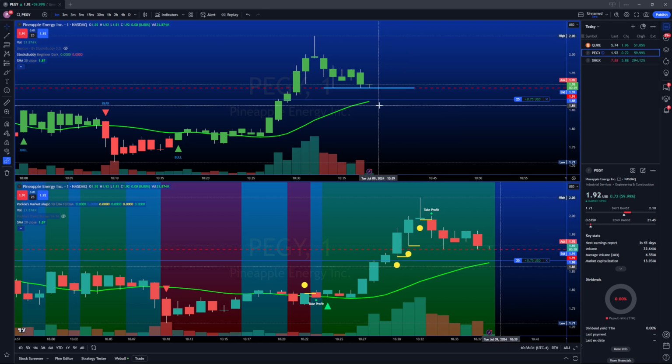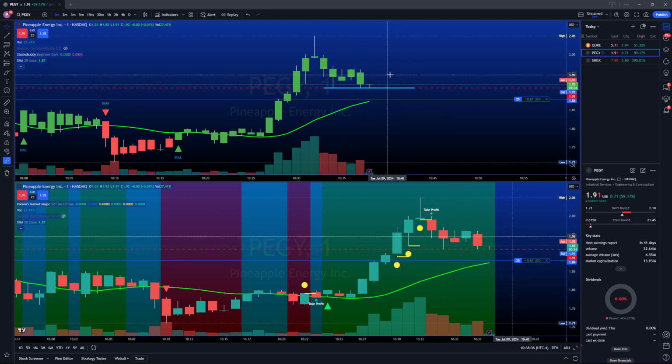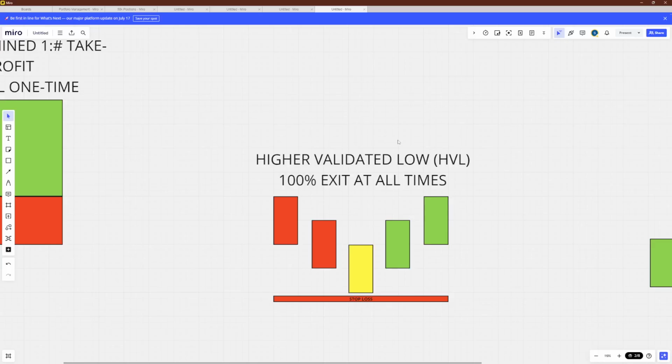Now I could put an order in place and move the order up. I just don't trust it on these low float runners for the day because sometimes the bid and the ask separate, but we'll get into that later. Just know that I like to do all these manually. All right, so this is the one and only 100% exit at all times for me personally.